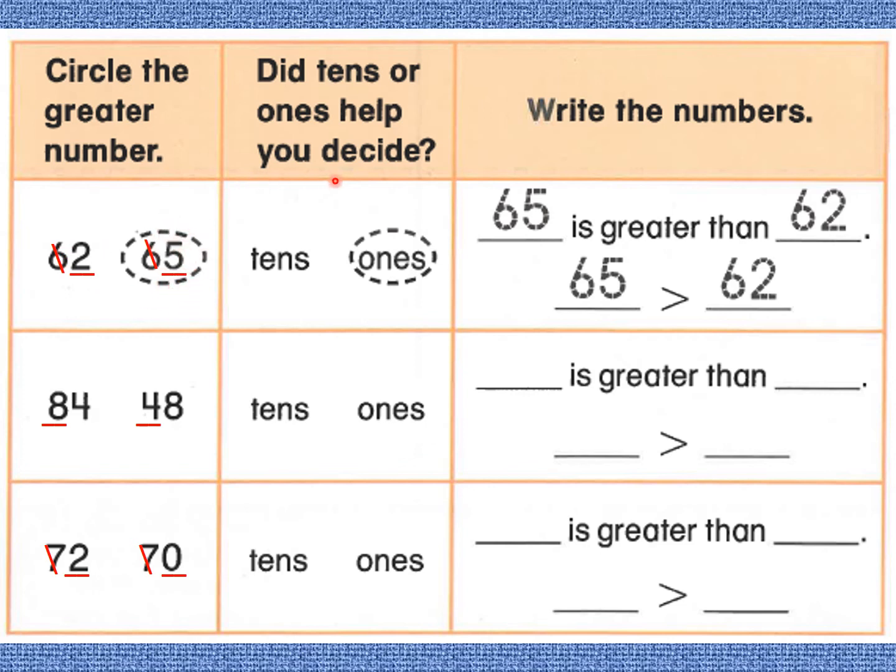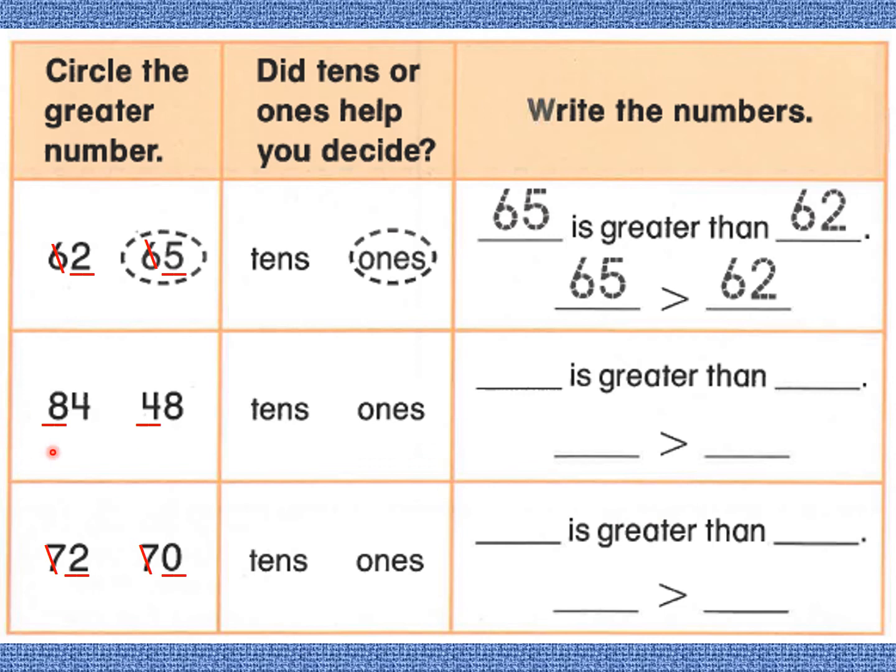So to compare these, we looked at the ones place. You're going to circle your ones, and then you're going to fill this in. We have 65 is greater than 62. And then you can fill it in down here with the symbol: 65 is greater than 62. And then you can take a sneak peek at the rest of the problems, and we're looking for greater than on all of these problems.